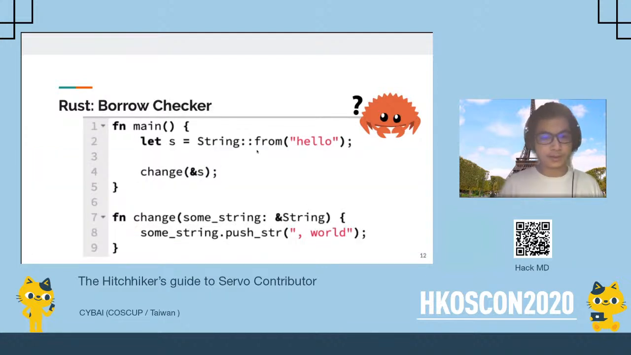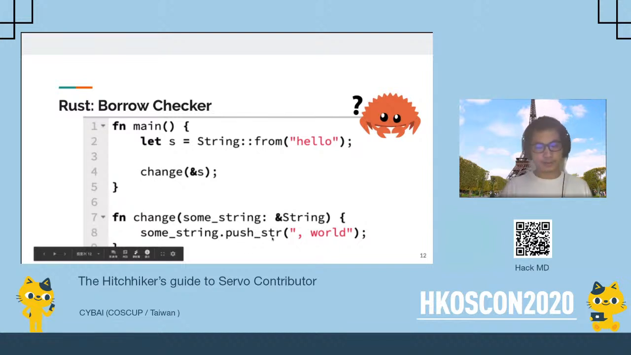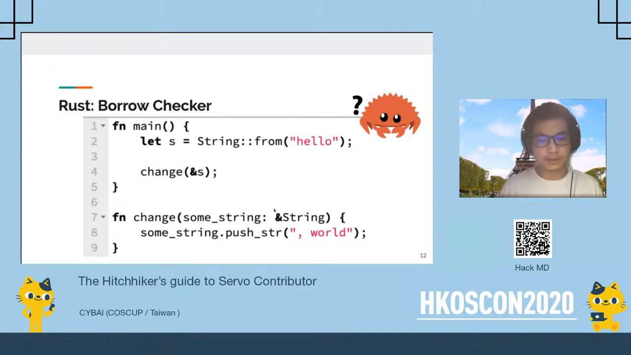And let's take a look at how the borrow checker works. In this example code, we declare a string s, "hello", in line 2, and then we try to pass the string s to the change function. But in line 8, we are trying to mutate the string by the push_str function. In Rust, every variable or argument is immutable by default. So what will happen to this example code?